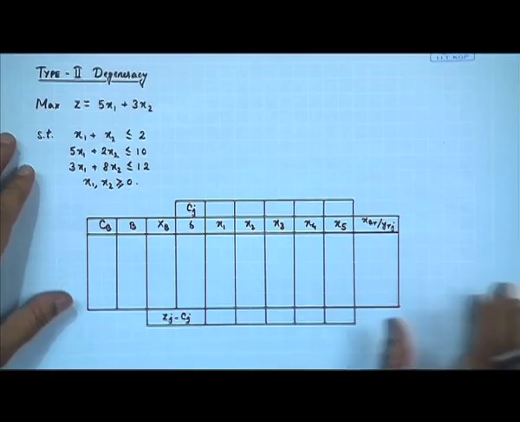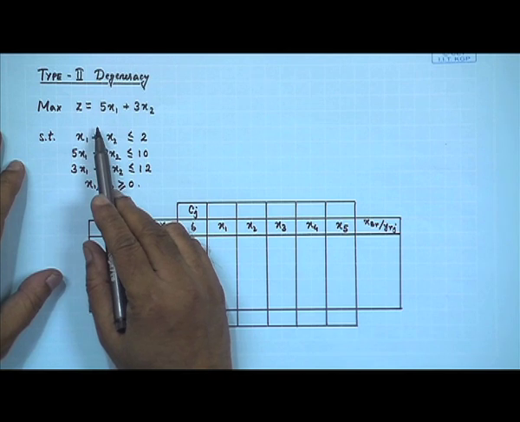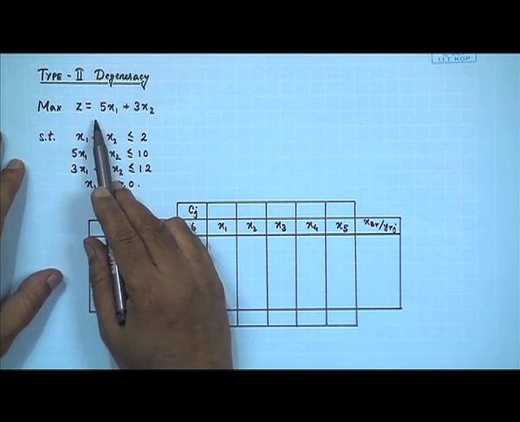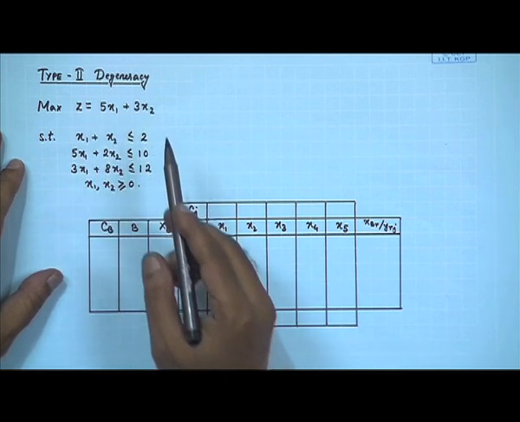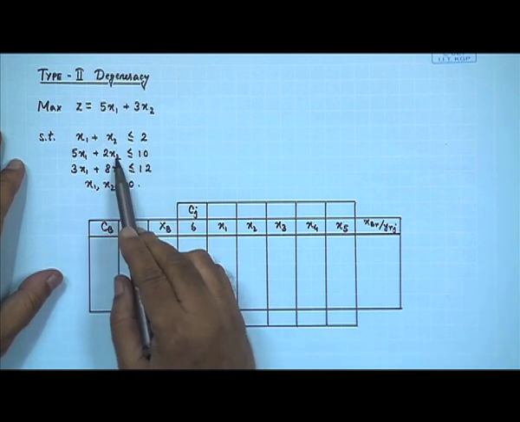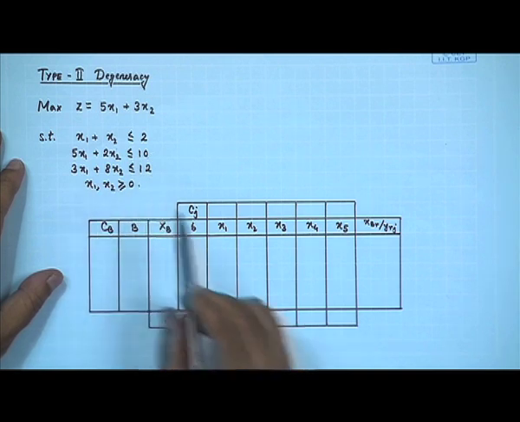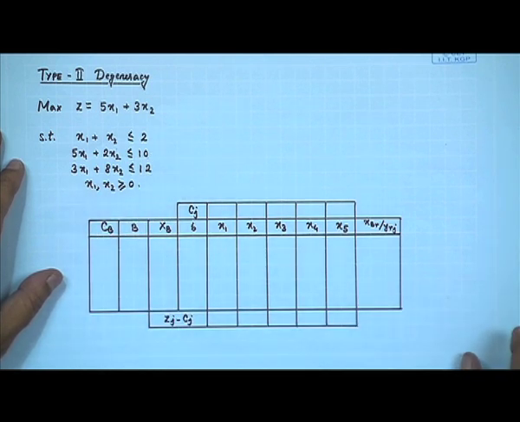In the type 2 degeneracy, what happens? Let us take an example. Maximize Z equals 5x1 plus 3x2, subject to x1 plus x2 less than or equal to 2, 5x1 plus 2x2 less than or equal to 10, 3x1 plus 8x2 less than or equal to 12. So we have three inequalities of less than or equal to type.